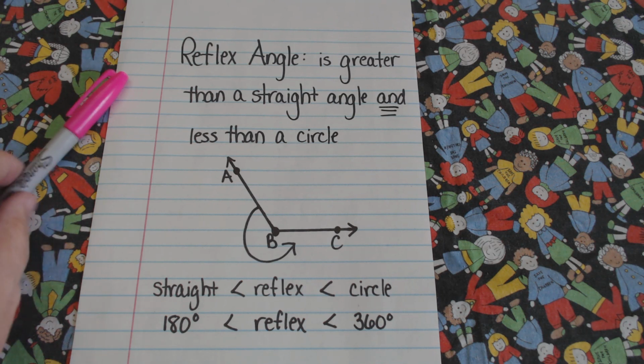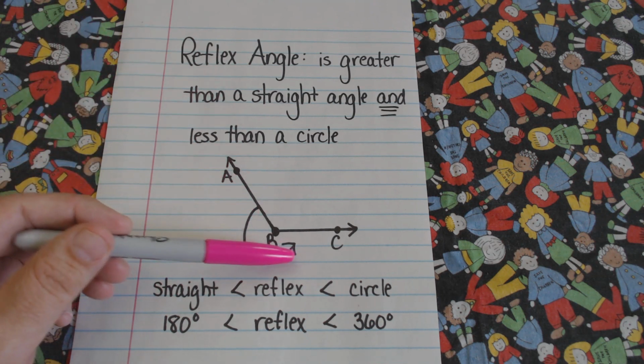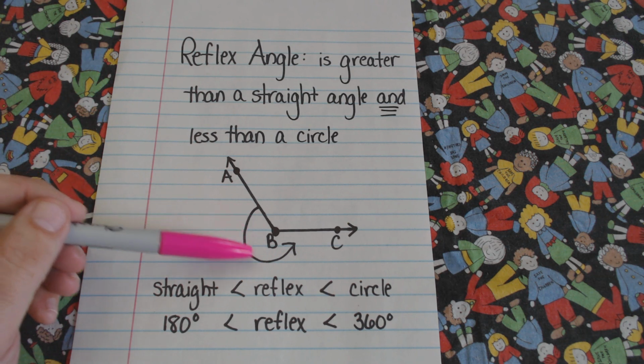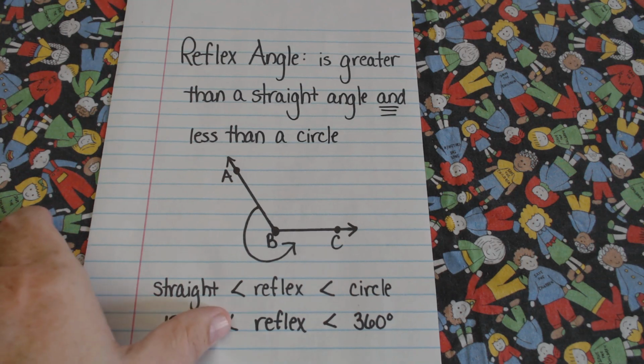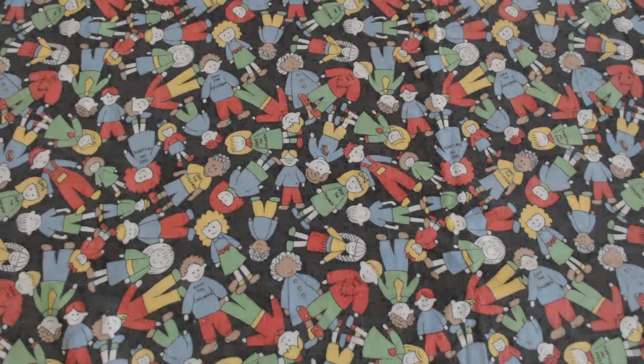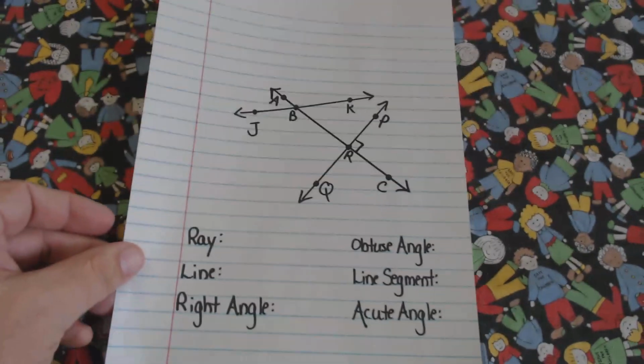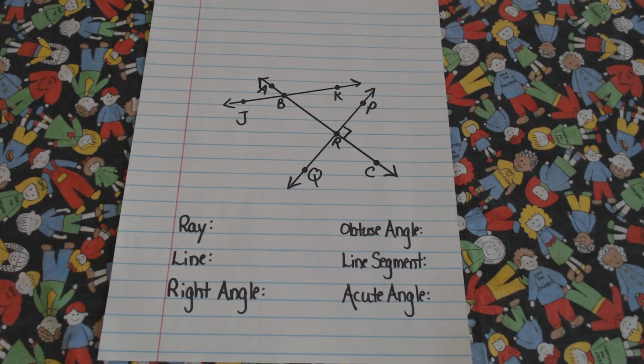And because of that, it is important that we draw these arrows to show what part of the angle we are actually measuring so we do not get confused. That's a reflex angle. Now that we have all this information, let's take a look at something and see if we can apply it.